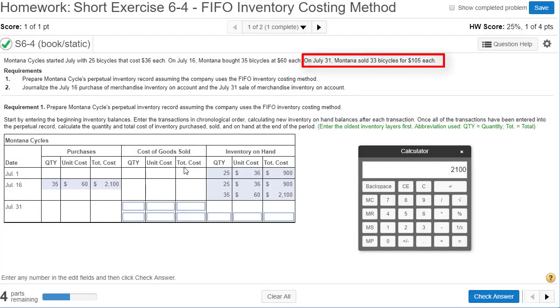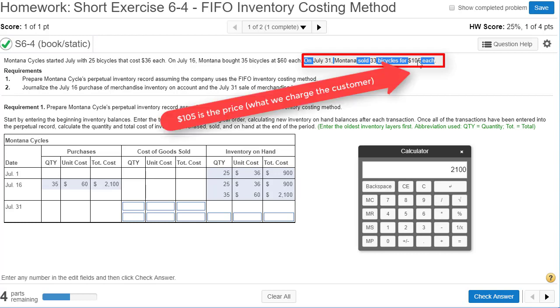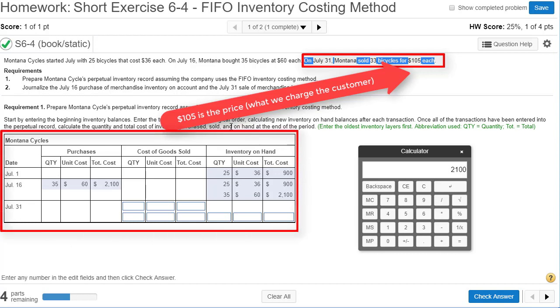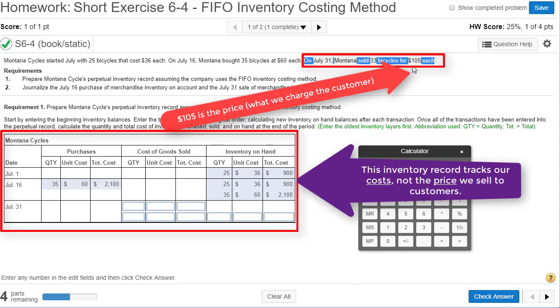Now on July 31st, we're going to make a sale. It says on July 31st, Montana sold 33 bicycles for $105 each. Now remember, this $105 is the price. Price means what we're charging our customer. This inventory record is only showing our costs. So we're going to ignore the $105 price at the moment.